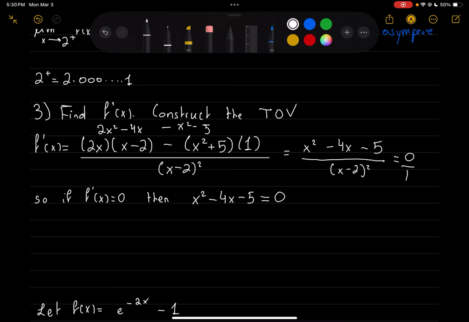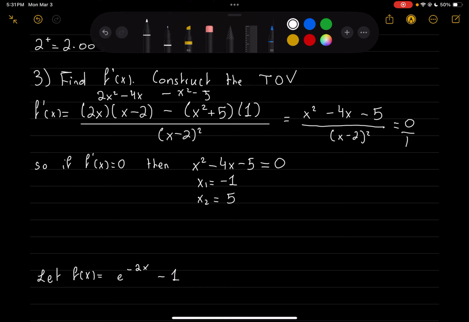So using the calculator, we can find, mode 5.3, that a is going to be 1, b is going to be negative 4, and c is going to be negative 5, which will give us two roots, which are basically 5 and negative 1. So x1 is equal to negative 1, and x2 is equal to positive 5. So now we are ready to construct the table of variation.